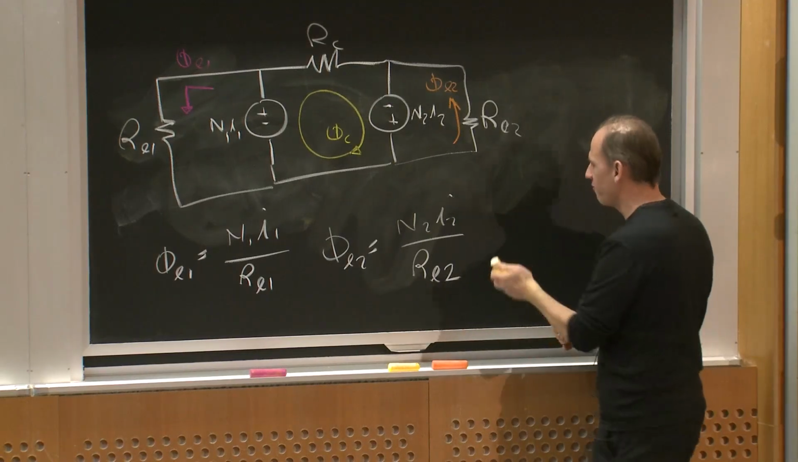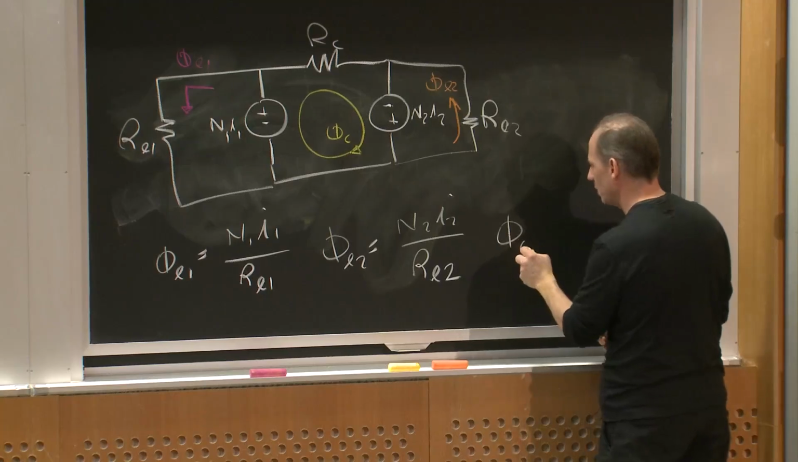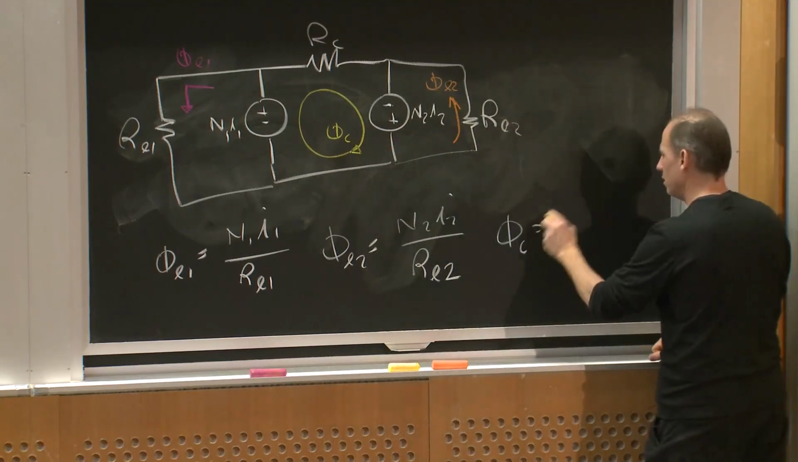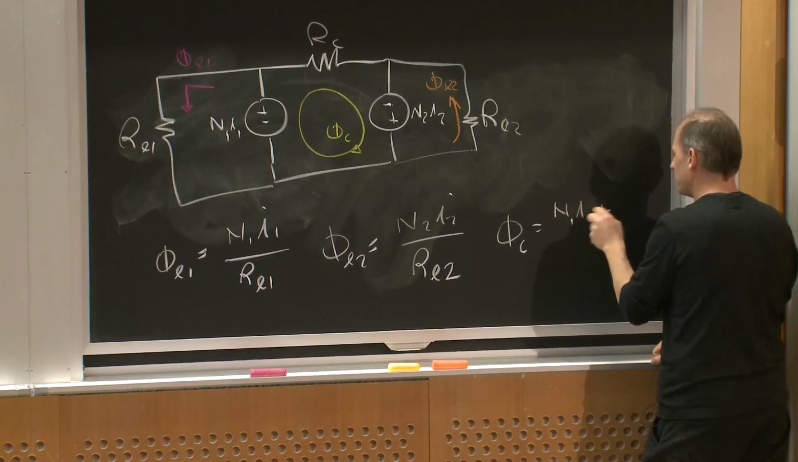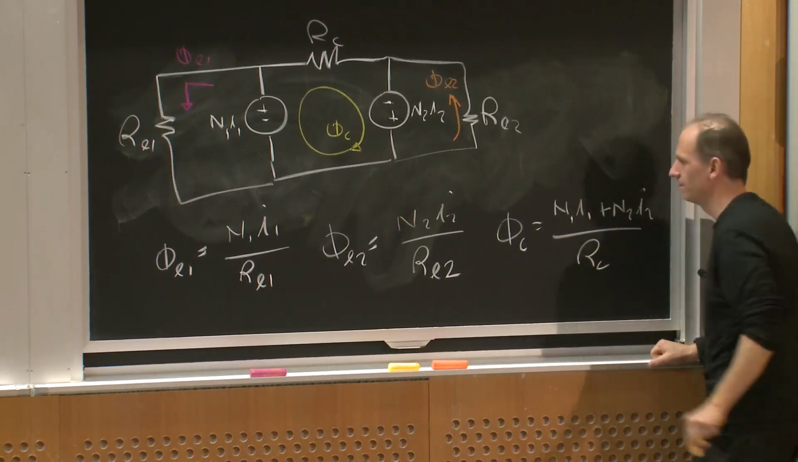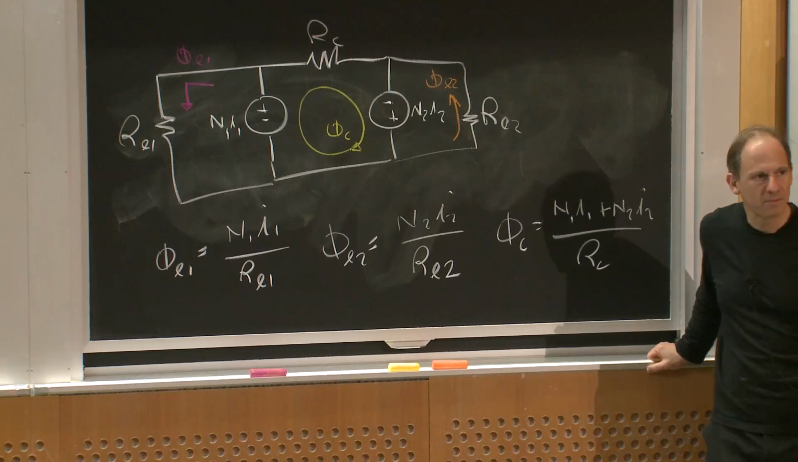Okay? And then we have phi core, which is sort of unchanged. It's N1I1 plus N2I2 divided by the reluctance of the core. Okay? So that's my magnetic circuit model for the whole thing. Any questions about that?